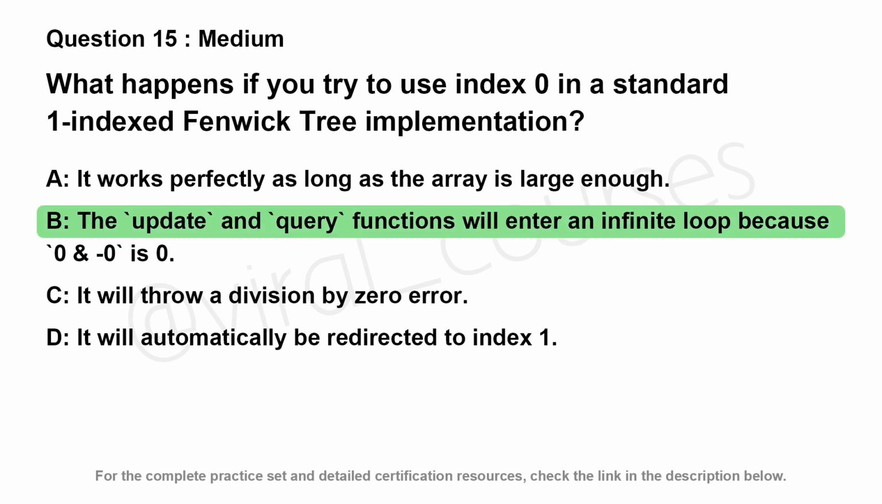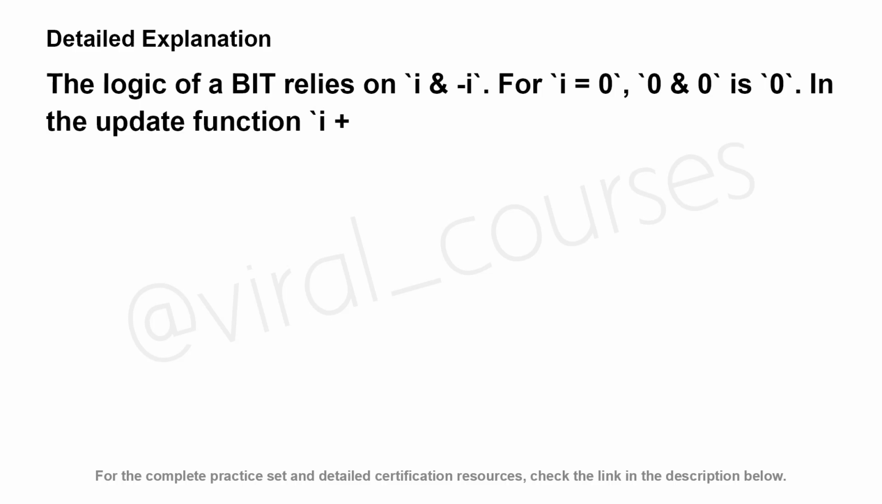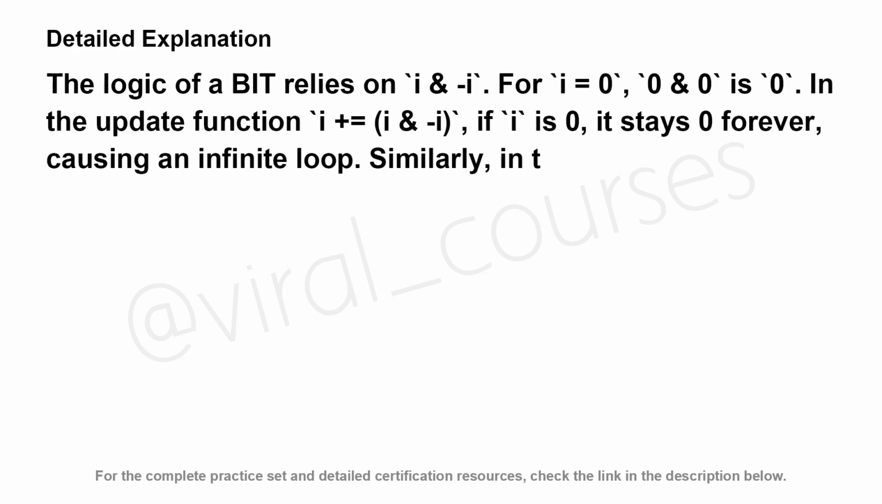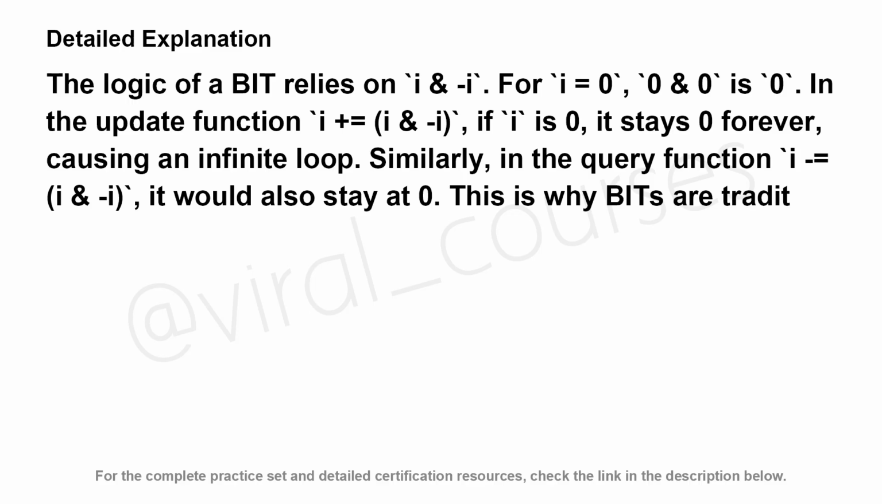The correct answer is B. The logic of a BIT relies on `i & -i`. For `i = 0`, `0 & -0` is `0`. In the update function, `i += i & -i`. If `i` is 0, it stays 0 forever, causing an infinite loop. Similarly, in the query function, `i -= i & -i`, it would also stay at 0. This is why BITs are traditionally 1-indexed.